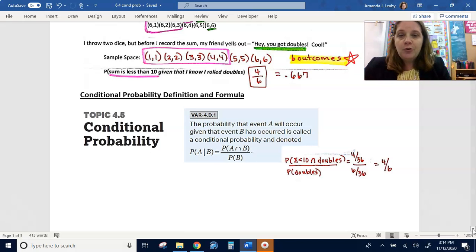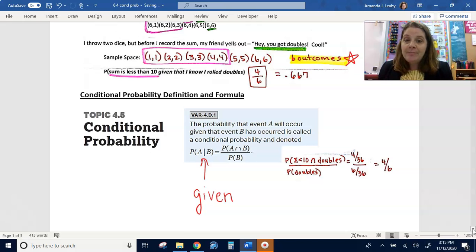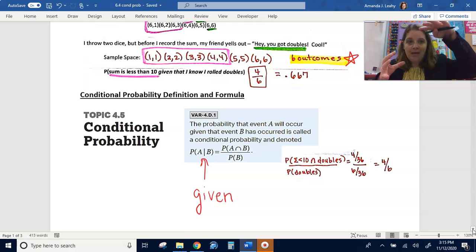And so what you're going to see on your formula sheet is this formula, the probability of A, and it's got this little slash right there. That little slash, you would read that as the word given. Okay, the probability that event A will happen given that event B has already occurred is called a conditional probability. And we would find that by taking the probability of A and B, remember that intersection symbol that means and, divided by the probability of B. Or in other words, instead of looking at the whole sample space, we're only looking at the B's, only the things that we know, and we want to know how many of the B's are also A's.